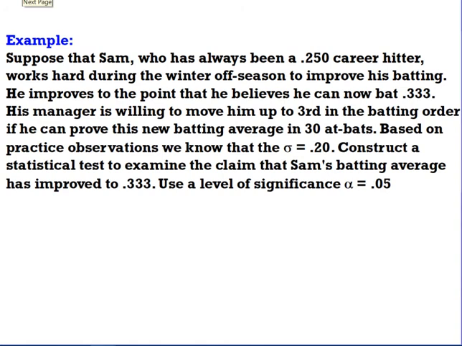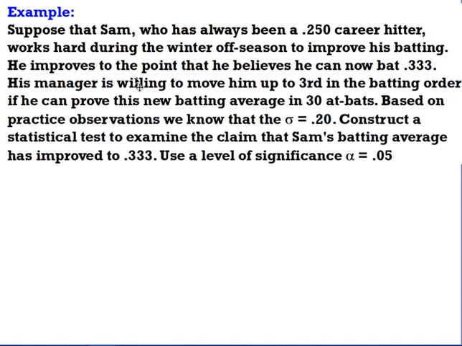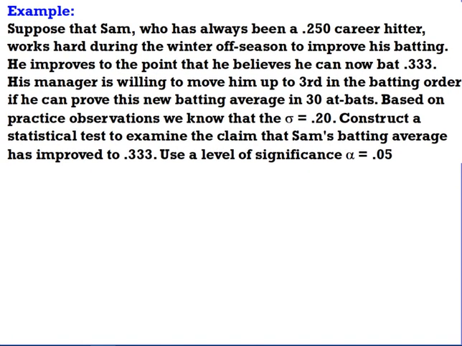So suppose we've got Sam here, who has always been a .250 career hitter in baseball. He works hard during the off season and improves his batting average. He improves to the point that he believes he can now bat .333. So he thinks there's going to be an improvement. So his batting average is going to go up. His manager is willing to let him take the third spot in the batting order if he can prove that this new batting average will stay put in 30 at bats.